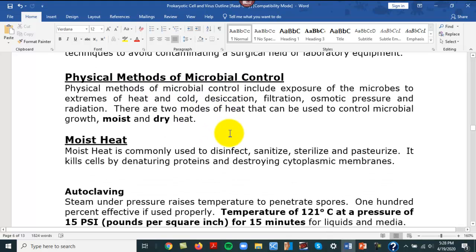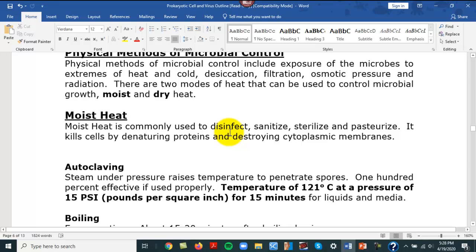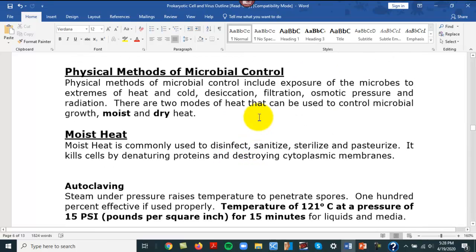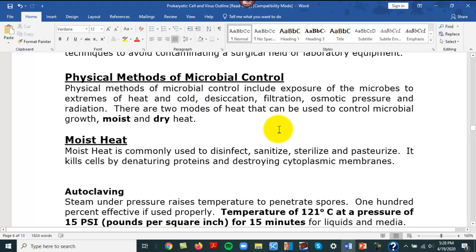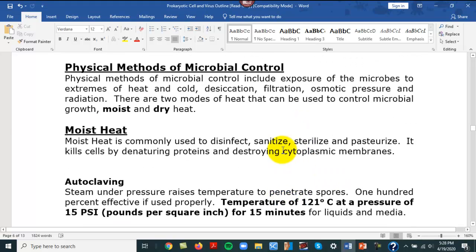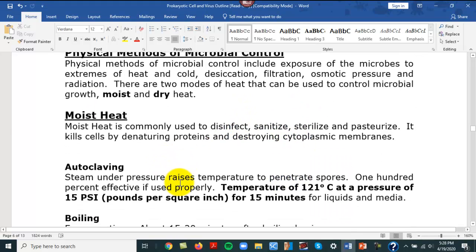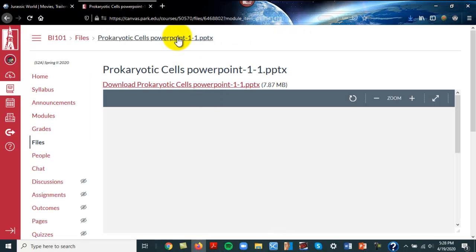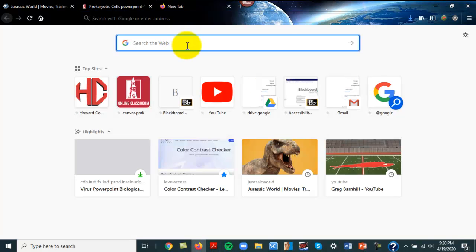Physical methods of control. Now, a big thing about microbes and germs is control of growth. How do you kill them? And these are called physical methods, and then there are ones that are called chemical methods. Moist heat is used to disinfect, sanitize, sterilize, pasteurize. If you don't know what that means, it's like an autoclave, and I'm doing this just like I would in class.